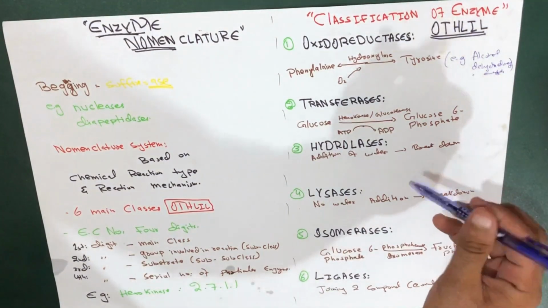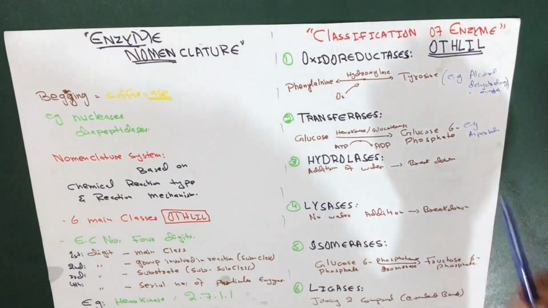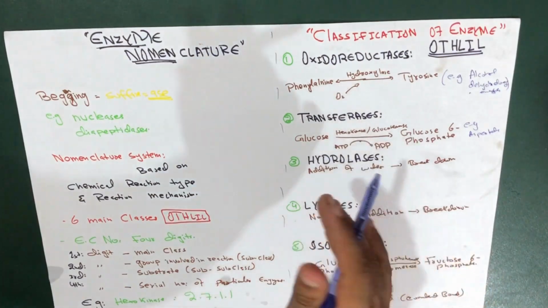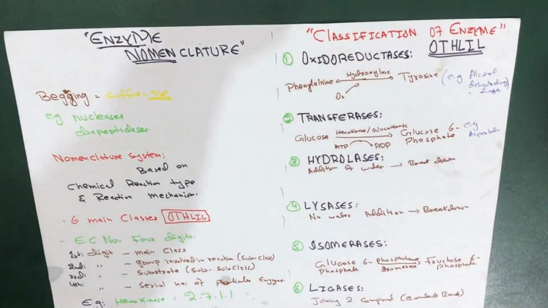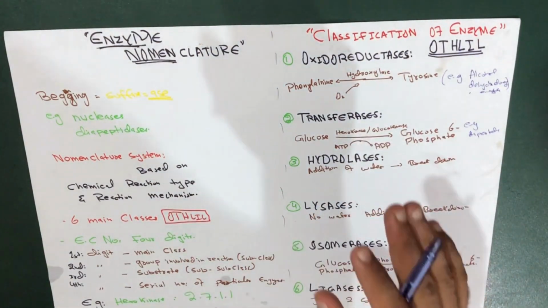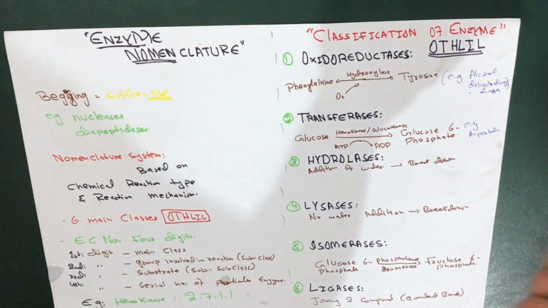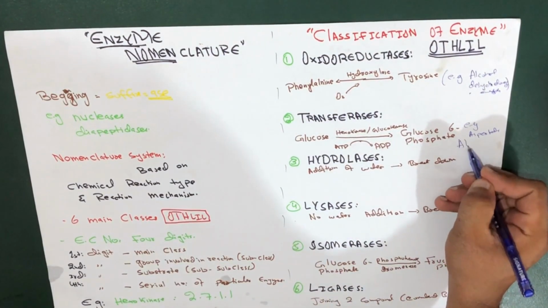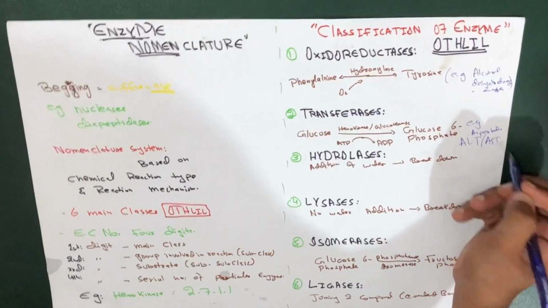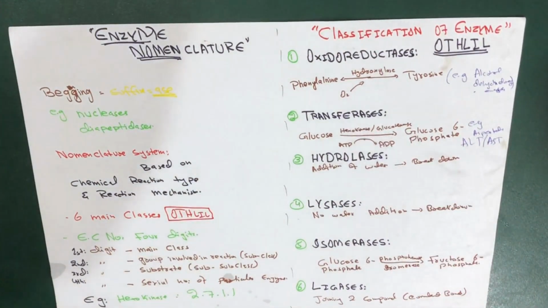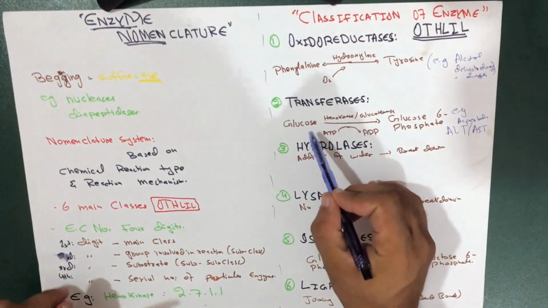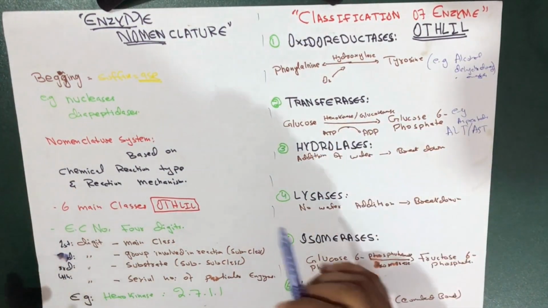Now let's move to the examples. We have a few examples, such as aspartate aminotransferase and alanine transaminase, the best examples, which are called AST and ALT.